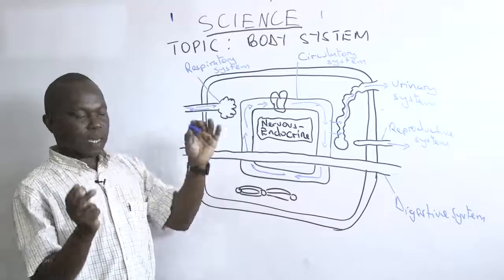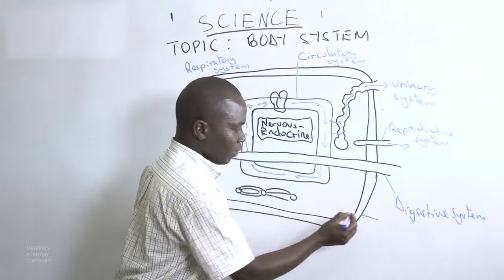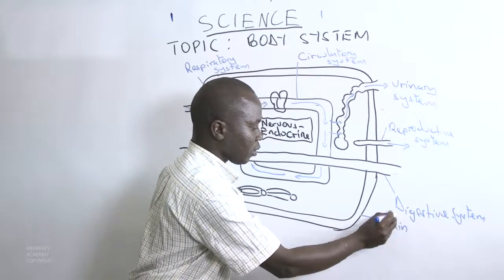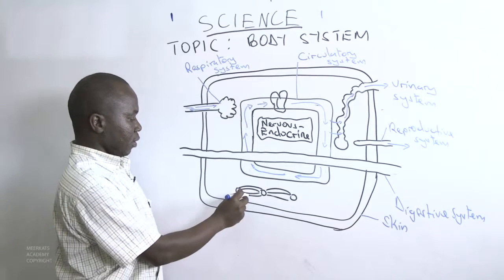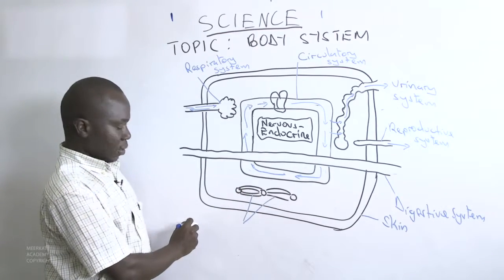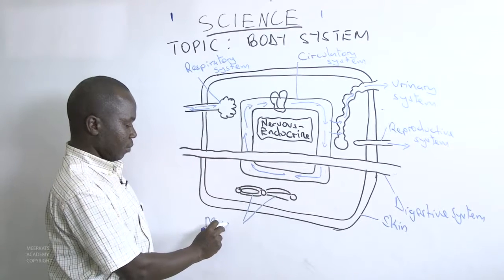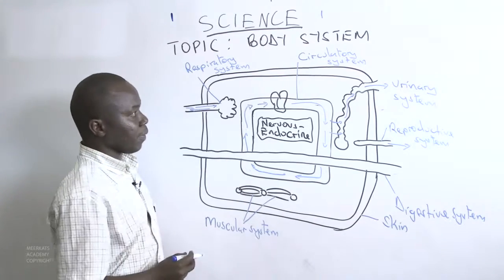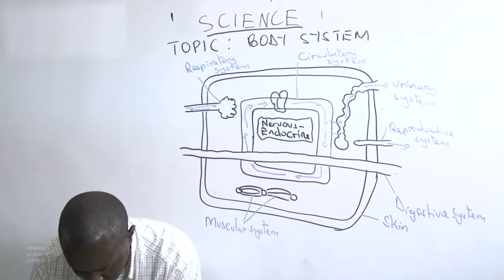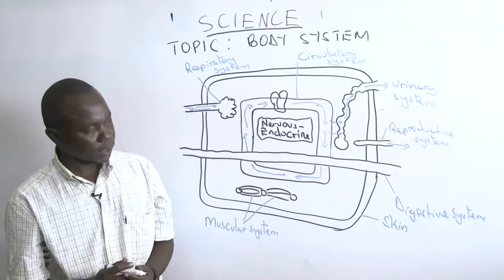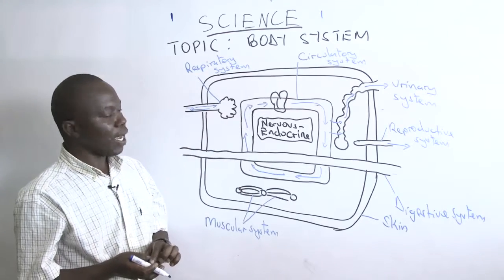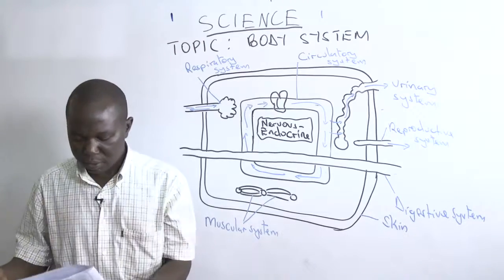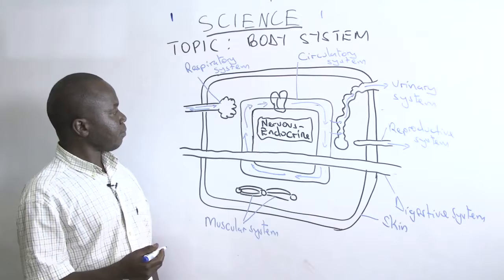And all of these systems are housed in the body. So we have that part that houses everything. It can be illustrated to be the skin. And then those are the muscular system. So the question is, on the diagram, draw the pathway of substances as they pass through the body to different organ systems.